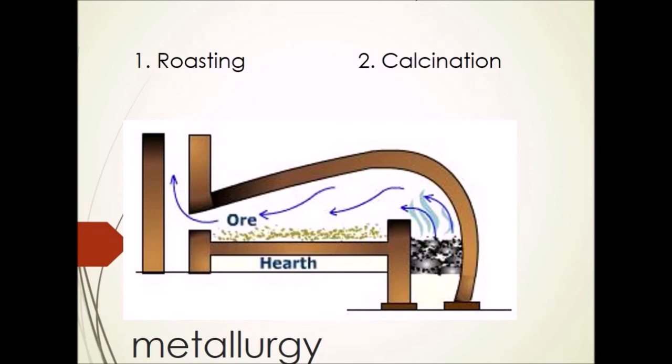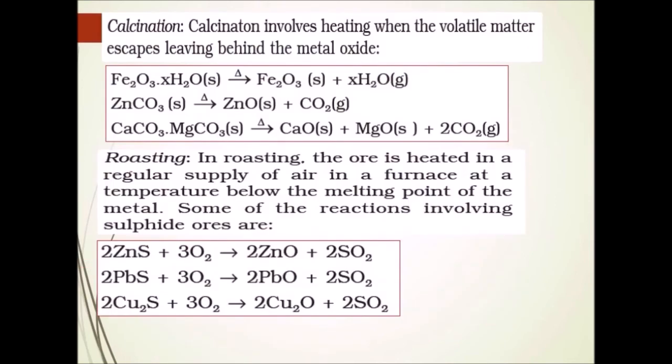During calcination, the carbonate ore gets decomposed to form oxides of metal. For example, in the reaction, zinc carbonate easily decomposes to zinc oxide, and calcium carbonate and magnesium carbonate also easily decompose to calcium oxide and magnesium oxide respectively by liberating carbon dioxide. The water of crystallization present in the hydrated oxide ore, like hydrated ferric oxide, loses its moisture or water molecules when subjected to calcination.